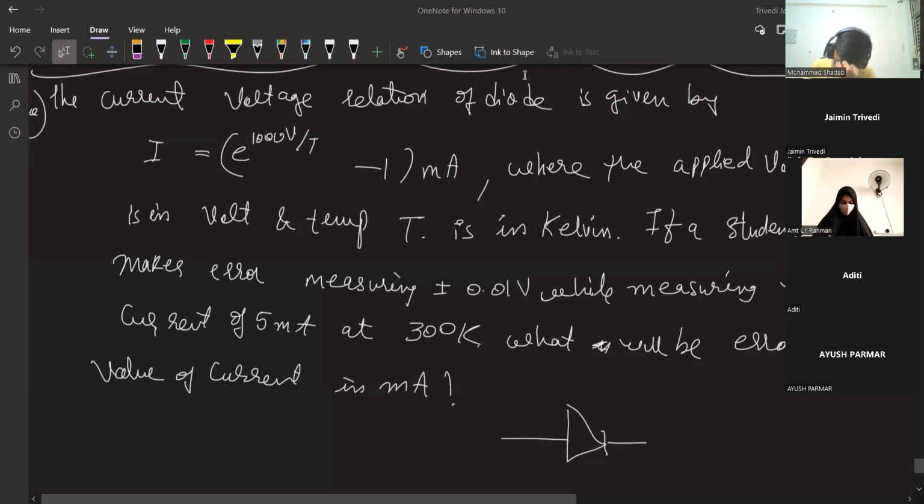Raman, what about you? Trying to solve it, sir. Trying? Okay. Ayush? No ideas. Actually, here, we need to know how to differentiate, then only we can solve. Okay, fine. Let me solve this one.